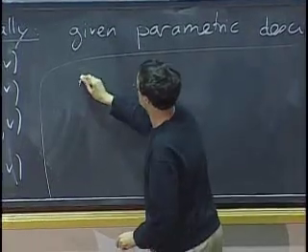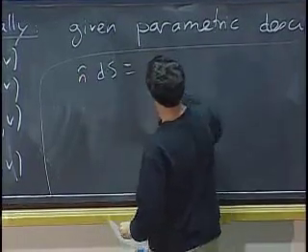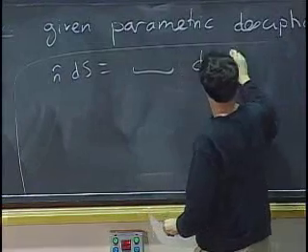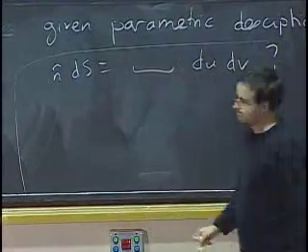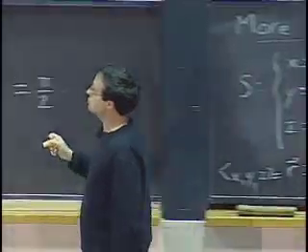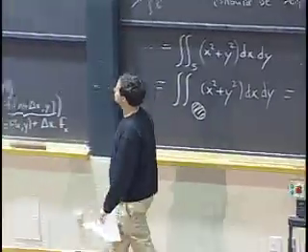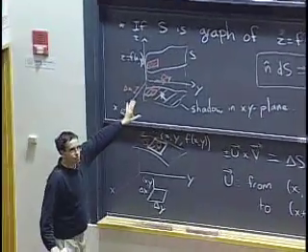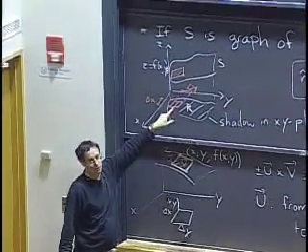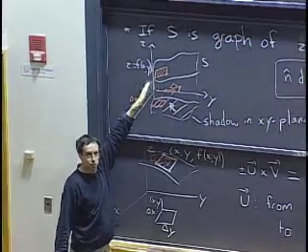Okay, so n dS should be something du dv. How do we do that? Well, we can use the same method that we've used over here. Because if you think for a second, here we used, of course, a rectangle in the xy plane, and we lifted it to a parallelogram and so on.